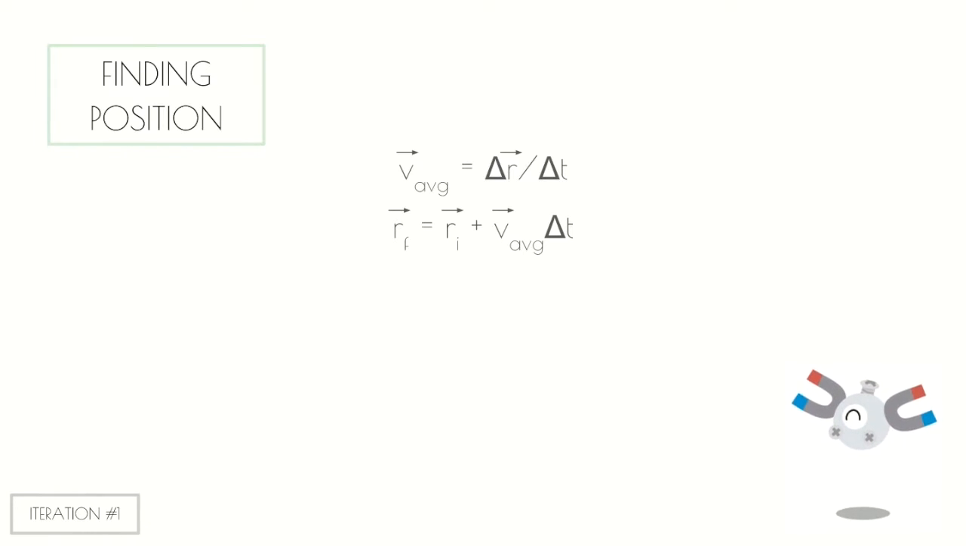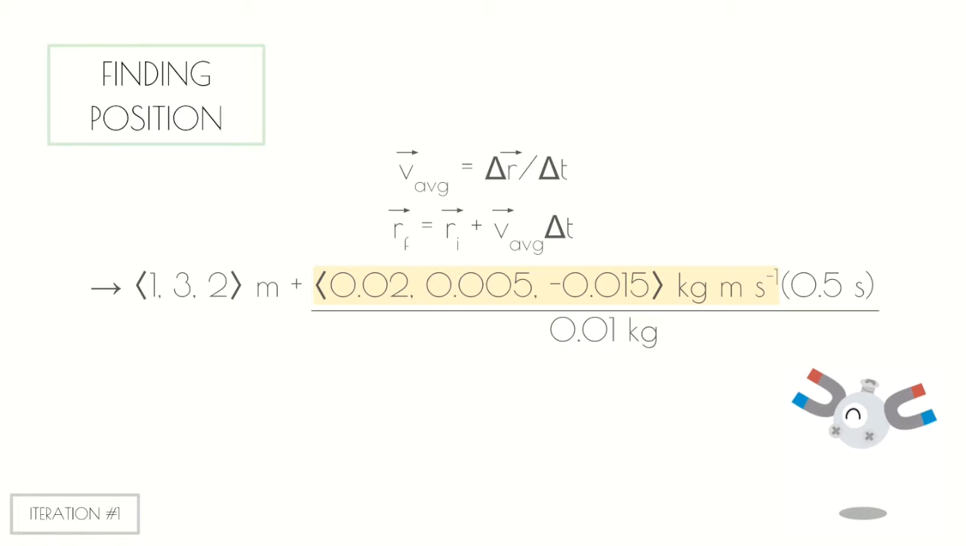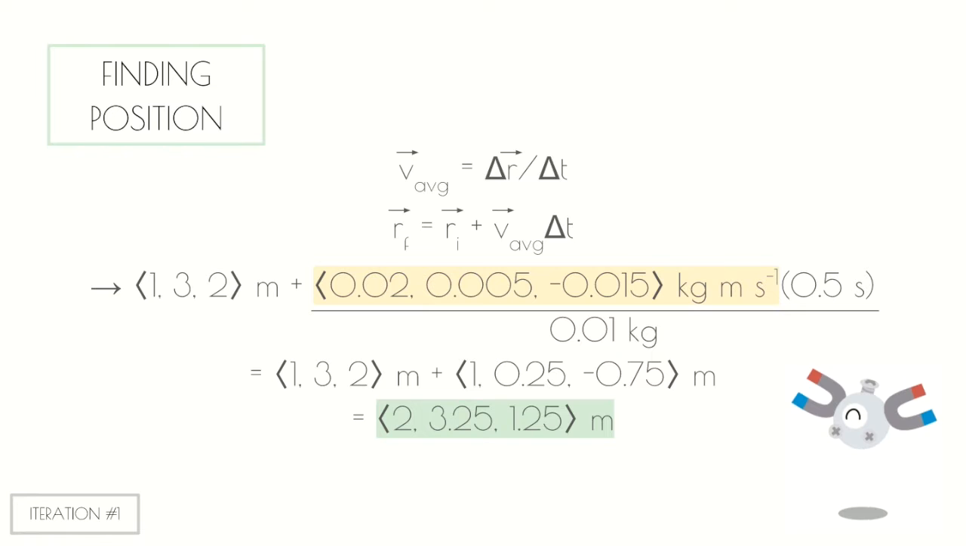Last thing for this iteration is updating position. Remember that average velocity is given by the change in position over change in time. Rewriting this equation, we get our position update equation, r_final = r_initial + v_average Δt. Plug in the initial position, which is easy, then we approximate v_average by dividing p_future, which we just found, by the mass of the object in question, which is 10 grams or 0.01 kilograms. Finally, multiply the time step, 0.5 seconds. Let's make the second half of the equation nicer to work with, and we calculate our final position after half a second to be <2, 3.25, 1.25> meters.